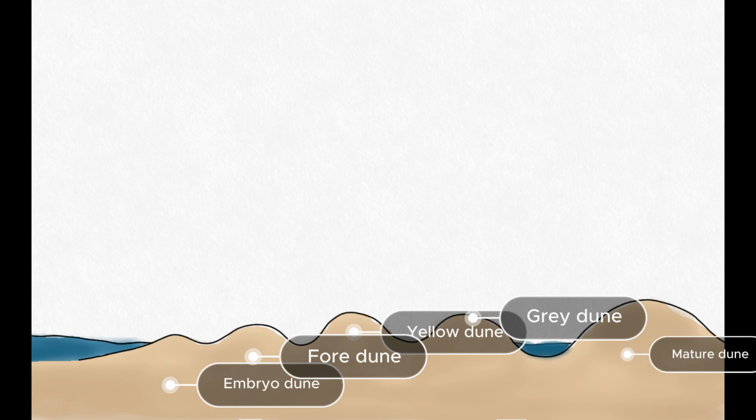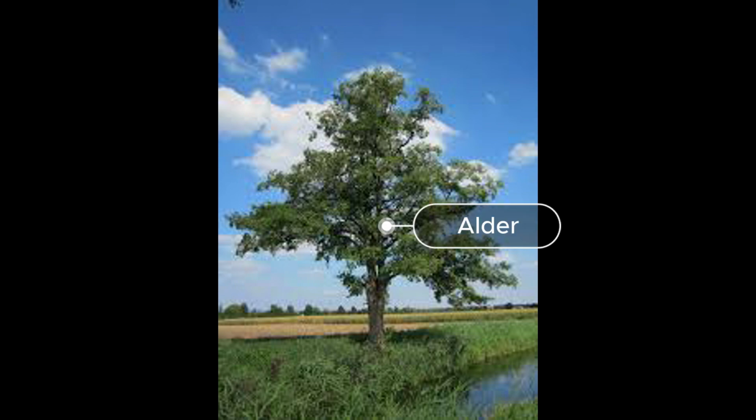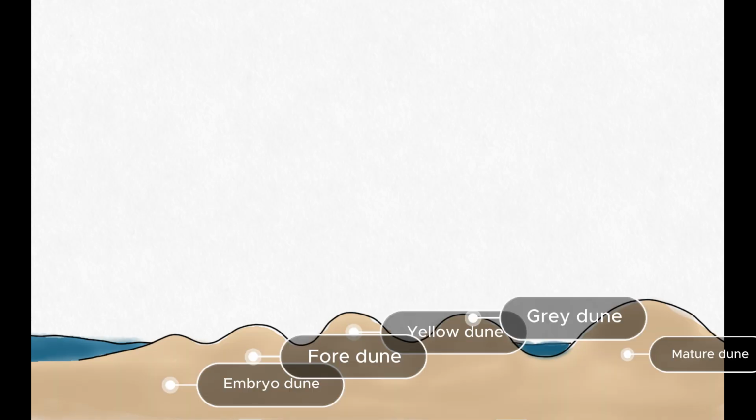Lastly, we get mature dunes. As the name suggests, these are the oldest and most stable of dunes. They are found several hundred meters or more from the shoreline. The soil can support a variety of flora, meaning plants, and fauna, meaning animals and insects, such as oak trees and alders, which is called climax vegetation. This is the final stage in succession, which is known as the climax community stage.